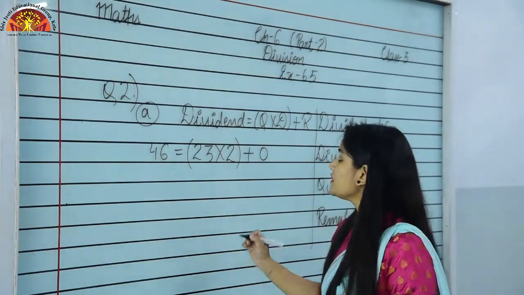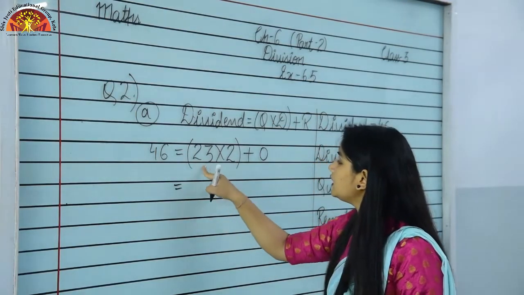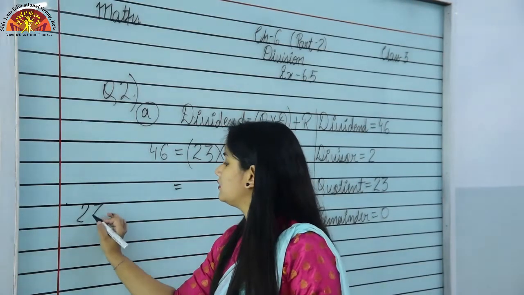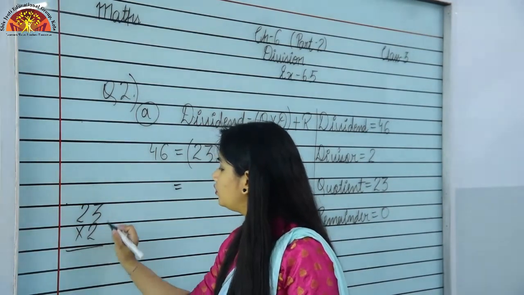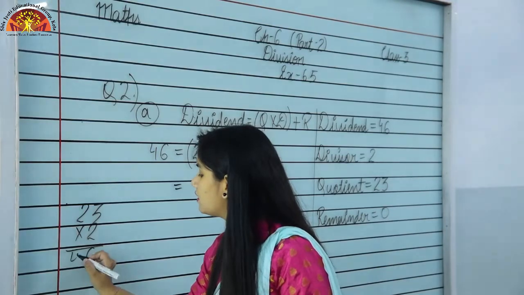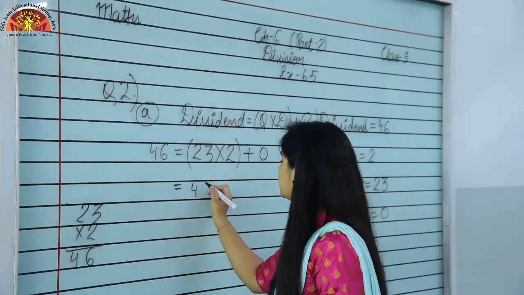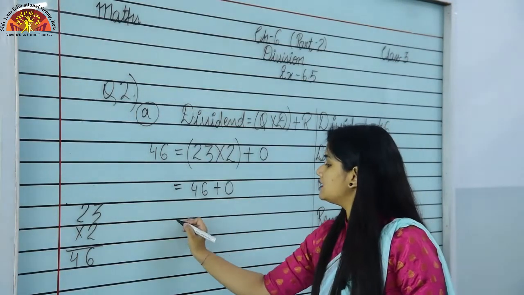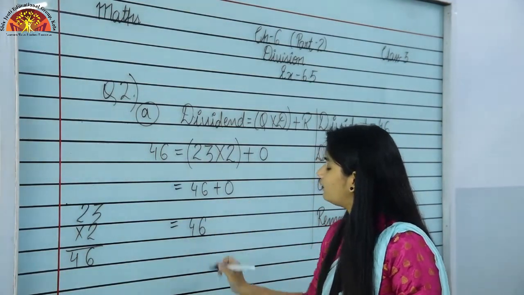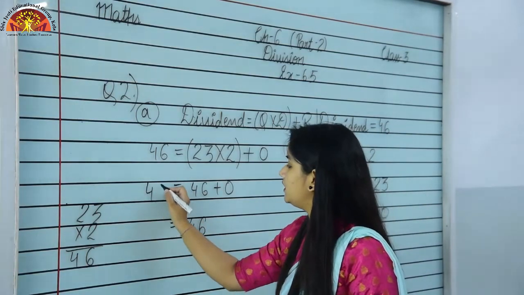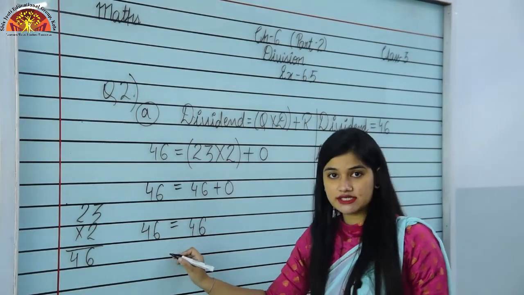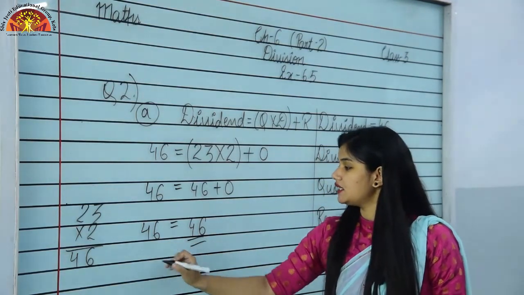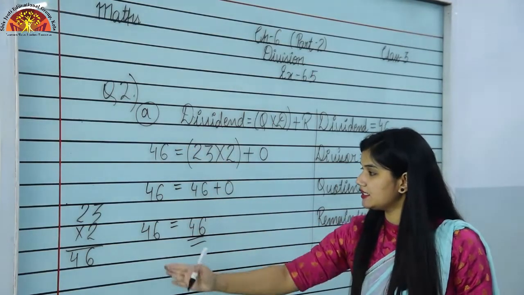Is it clear, students? So now we have to multiply 23 by 2. 23 को 2 से हमें क्या करना है? Multiply करना है. So 23 multiplied by 2, 2 3s are 6 and 2 2s are 4. Answer is 46. Now we have to add 0 to 46. 0 को आप किसी भी नंबर में ऐड करो, you will get 46. And what was the dividend? Dividend क्या था? 46 था, and again we are getting 46. It means 46 is equals to 46. This side is equals to this side.